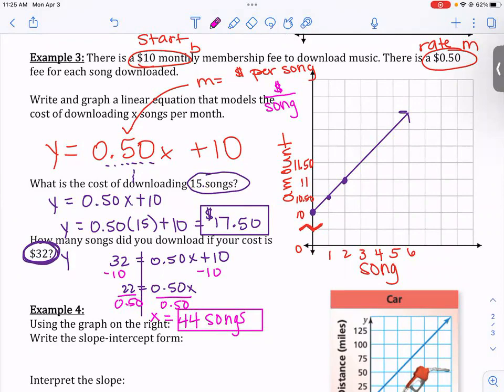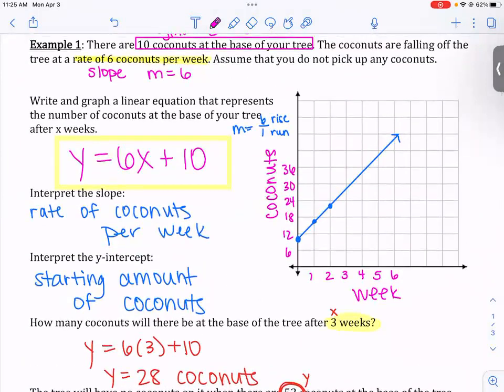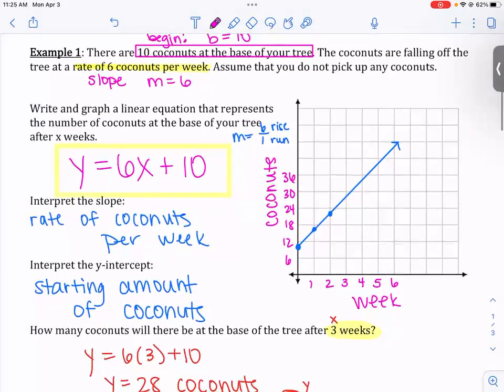Let's go back up to our coconut example. Okay. Our slope was coconuts per week. So if we write that as a fraction, coconuts over week, coconuts per week. So here's our rise, here's our run. So we are going to label our rise as coconuts and our run as week. Okay.